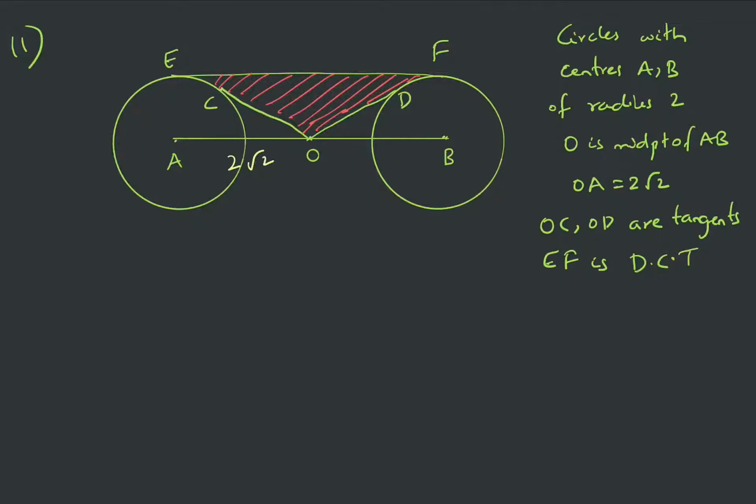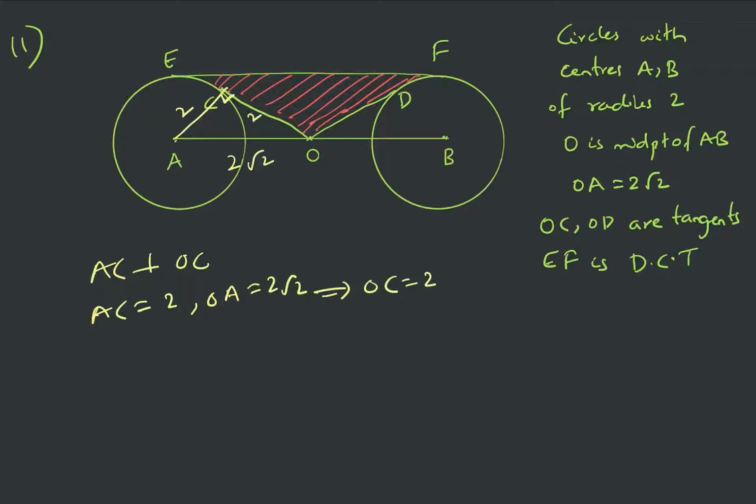So OA is 2 root 2 and this is perpendicular, right? So AC is perpendicular to OC and AC is equal to 2, OA is equal to 2 root 2. So this simply implies that OC is also 2. So this is 2 and this is 2. Okay. So if I join AE, this is perpendicular, and if I join BF, this is also perpendicular. Now what I am saying is, since these two circles are of equal radii, the common tangent is parallel to AB. Okay, so this you need to prove. So you have to prove that EFBA is a rectangle.